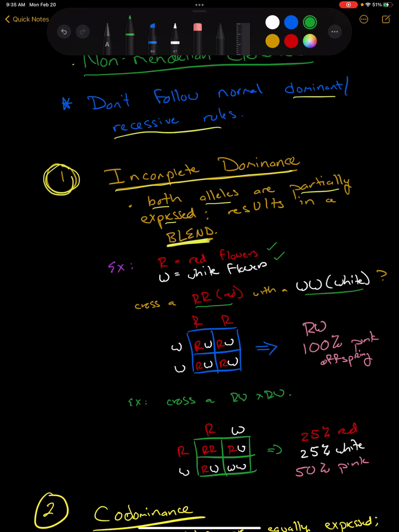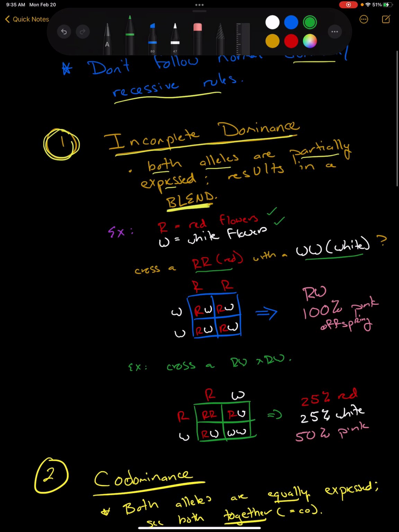And you notice that I use different letters this time. Remember, letters are just a placeholder, and so we didn't have to use R's and W's. We could use big R's and little R's, or big W's and little W's. I just thought using two different letters would be easier. But anyway, so if I cross a red flower with a white flower, so here's my red parent, here's my white parent, I do the cross, and look, every offspring is RW, which means 100% of my offspring are going to be pink, because both alleles are partially expressed. I get a blend of them. So now instead of having a red or a white flower, I get pink.